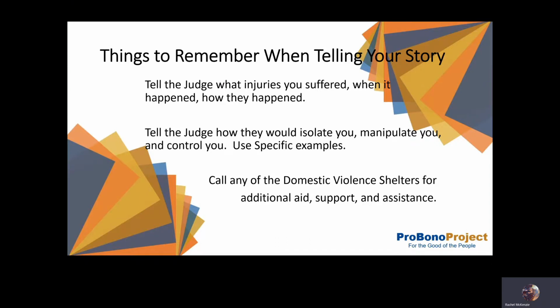Finally, things to remember when telling your story. You want to make sure that the judge knows about the injuries you've suffered, when and how it happened, but also about how this person could isolate you, manipulate you, and control you. Use specific examples as we've talked about in other modules, such as, did this person sell your car? Did they force you to lose your job? Did they make you drop out of school? Are these things that they have used to cut you off from your family or other things of this nature?